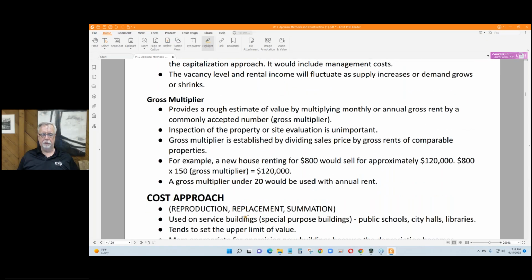Then there's something called a gross multiplier. A gross multiplier is what's sometimes called a rule of thumb. It's a rough estimate of value. I sold a duplex some years ago in the city of Cupertino, which is a very expensive place to live. The property was producing $100,000 in gross income. And the multiplier that was standard for small multifamily in Cupertino at the time was 20. It's what's called an annual multiplier. So if you take $100,000 in gross income and multiply it by 20, you end up with $2 million in value, 20 times what it produces every year in gross income. And it sold for $2,017,000. It was pretty close.